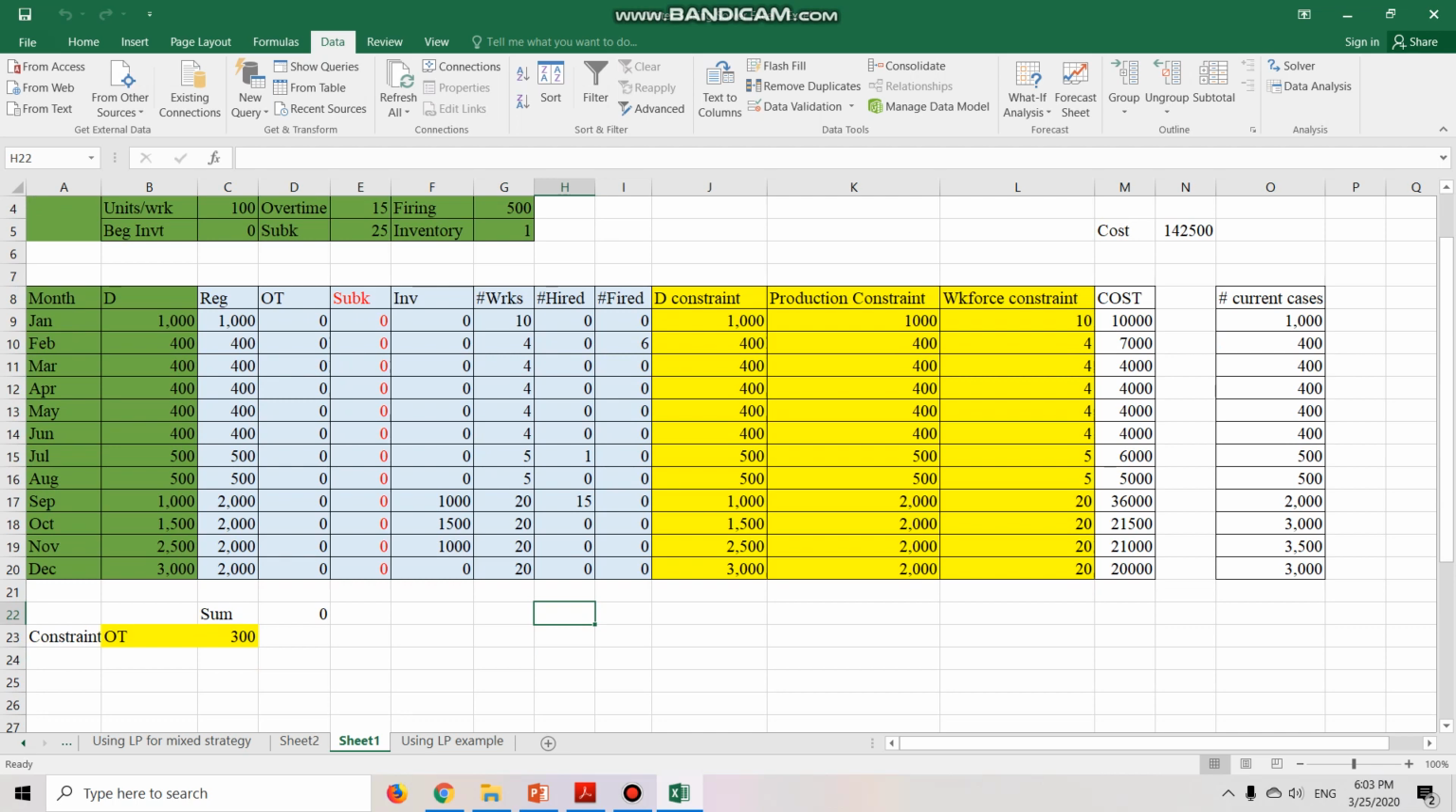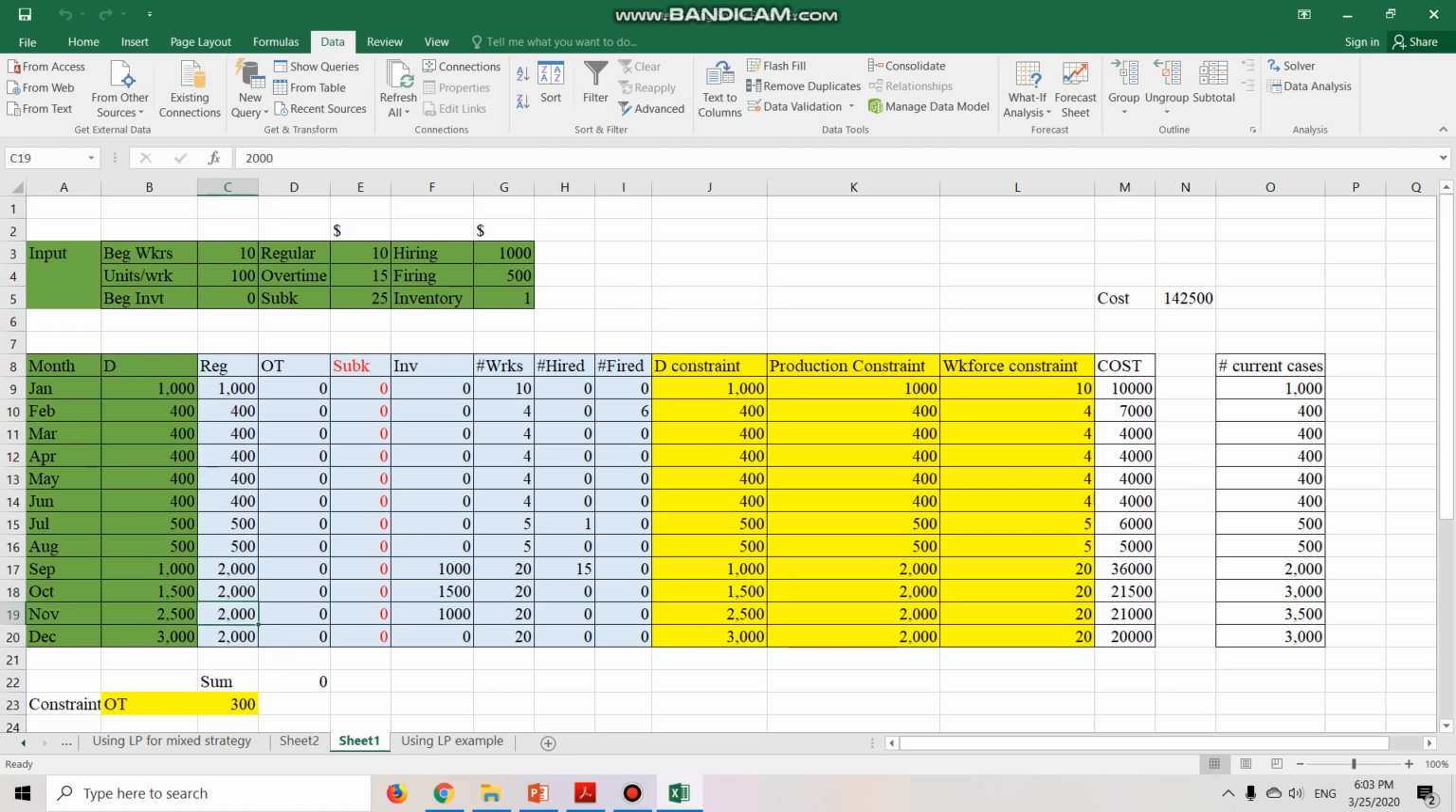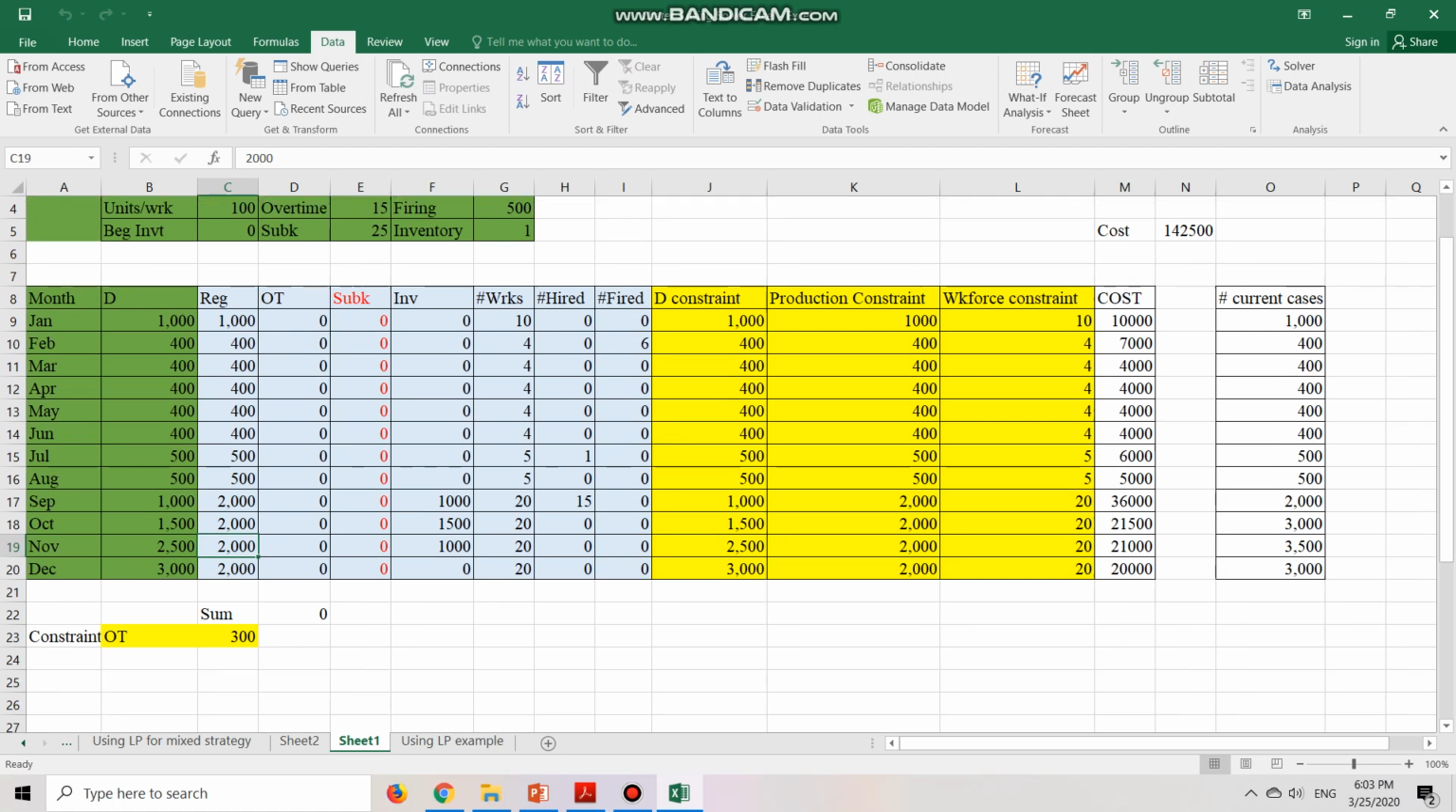So we can see if we use the mix strategy, the total cost we will spend is 142,500, with the regular production quantity here. So you can see here it's not level production and also not totally the chase demand strategy, right? So this is the combination between the level production strategy and the chase demand strategy.